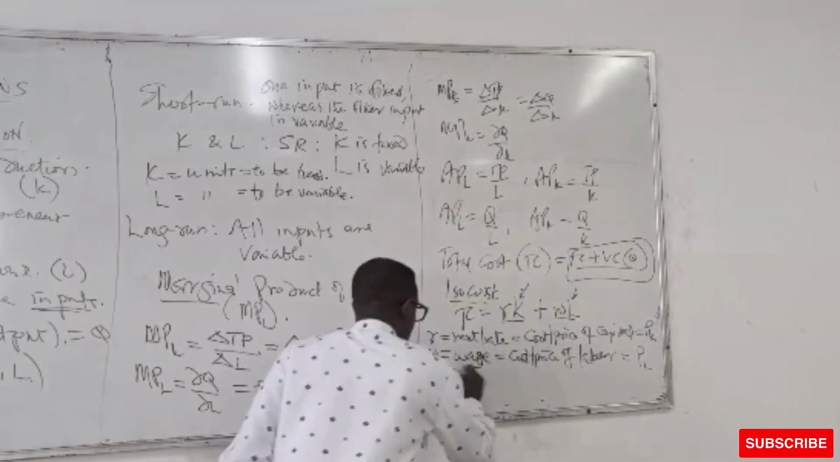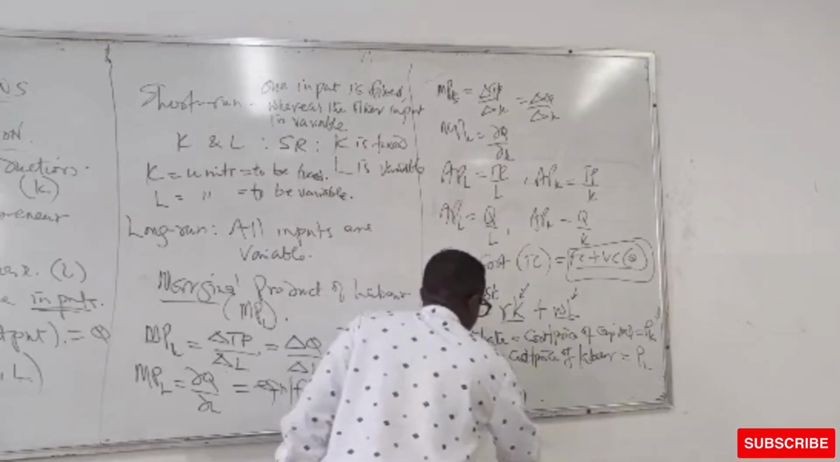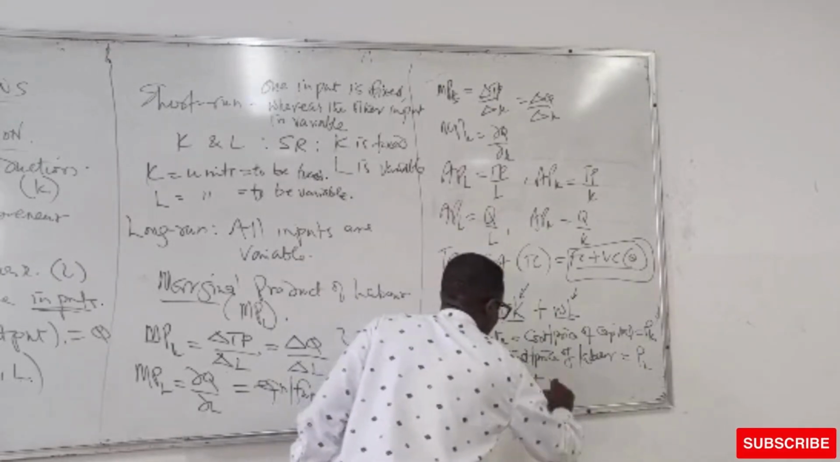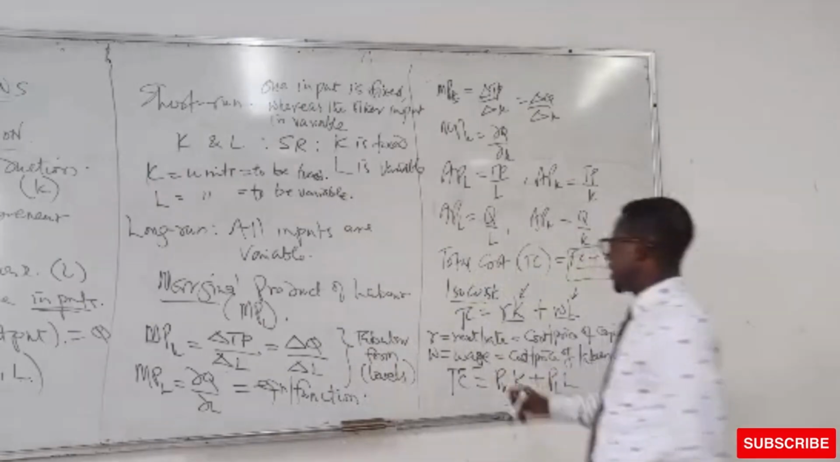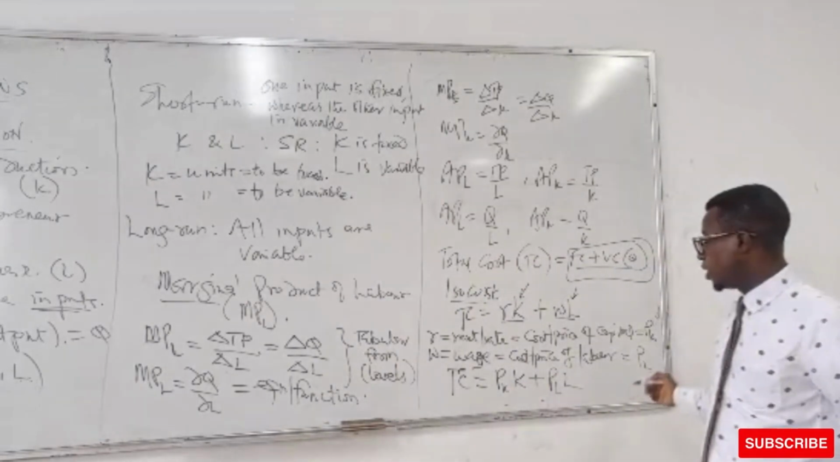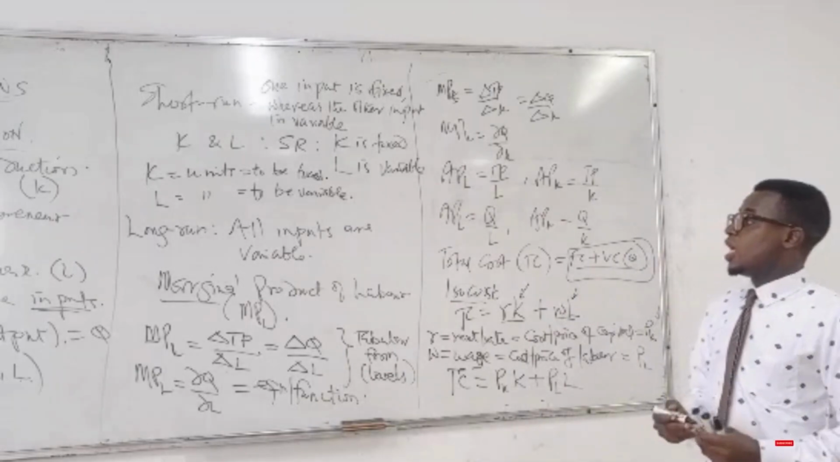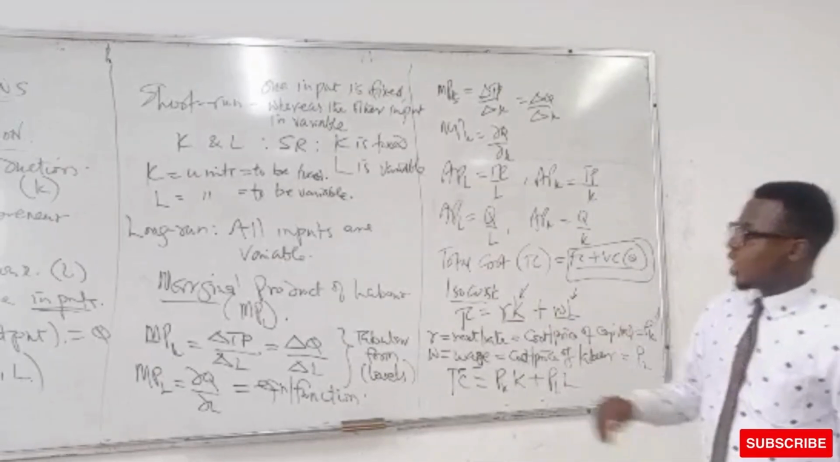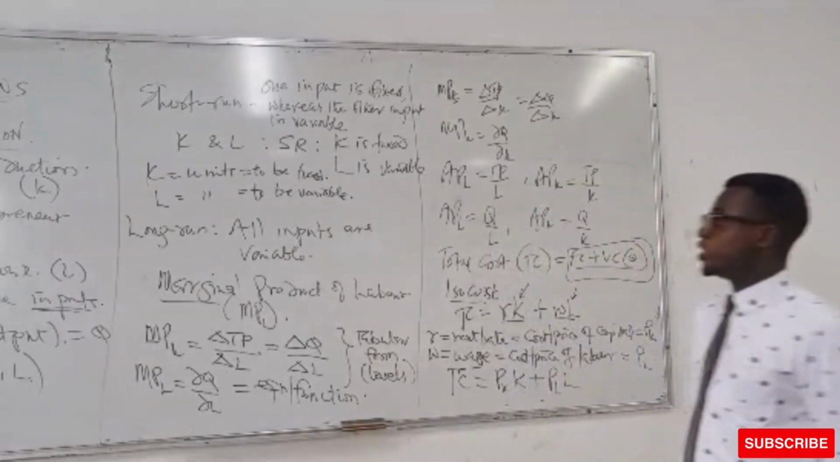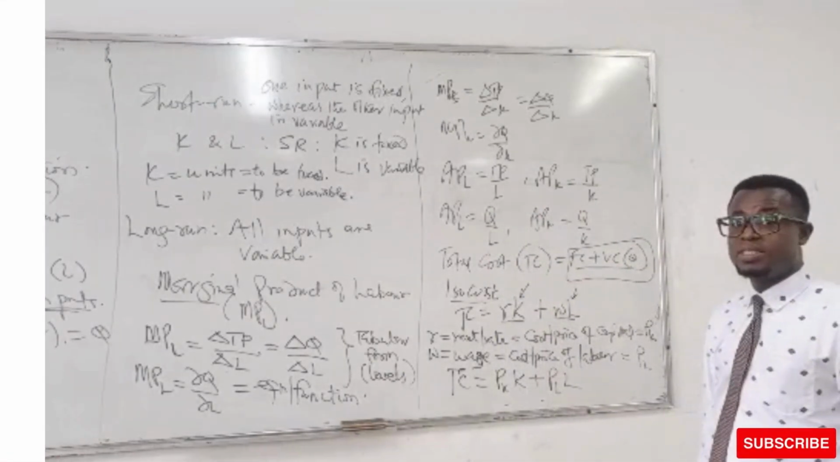So we can also write the formula in another way, saying TC equals PK times K plus PL times L. This is another form we can write it, just substituting PK with the R and the PL with the W. Okay, so let us go to our last theory, then we start with some few calculations.